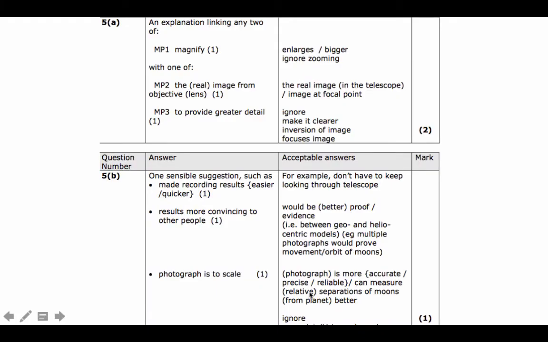So here's the mark scheme again. Magnify to provide greater detail. Images from the objective lens enlarges. Here results were more convincing to people. That's an interesting one. If you'd shown people photographs, they would have more likely believed his ideas. And a photograph is also to scale. So there's a couple of different things you could have said.